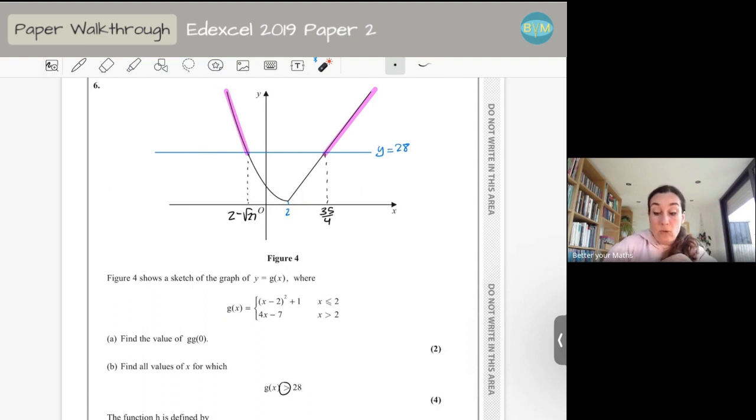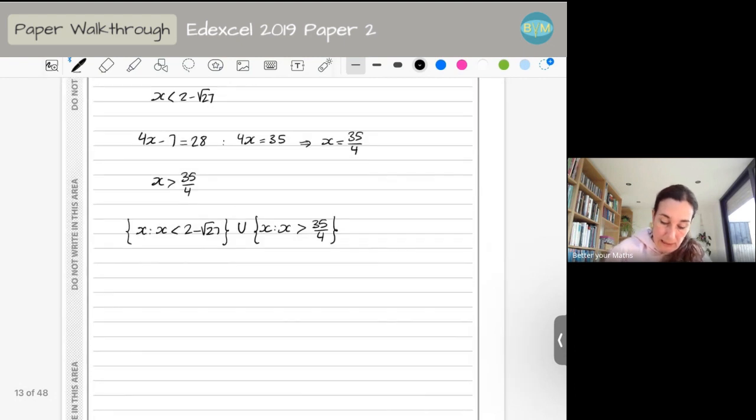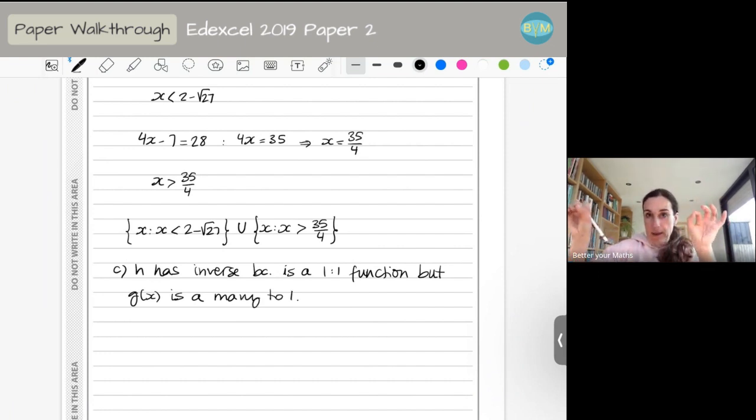While this one is a one-to-one function. It's not defined when x is greater than 2, but it doesn't matter. It has an inverse in the domain. So that's the reason, and that's what you should explain. So h has an inverse, but g does not. h has an inverse because it's a one-to-one function, but g of x is many to one. Two values of x are giving me the same value of y.